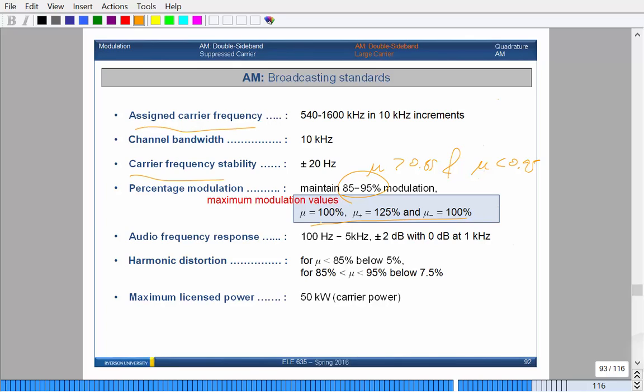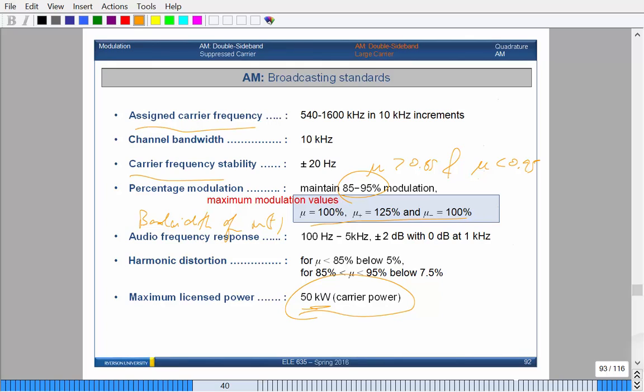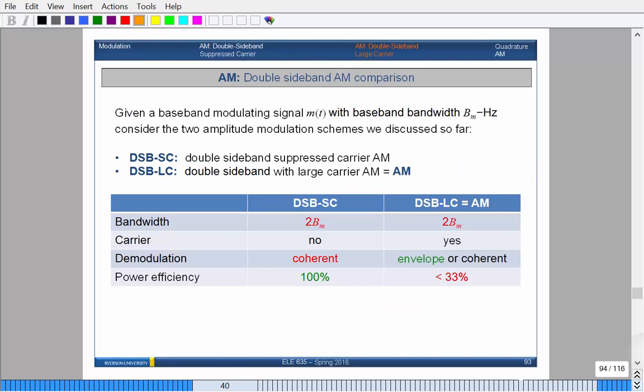The frequency response is the actual message signal you want to carry, which should be contained between 100 hertz and 5 kilohertz. This is the bandwidth of the message. Harmonic distortion and maximum license powers, I won't go through that, but this means that the carrier power should be at least 50 kilowatts. I won't talk about that until later, but I just want to give you some standards here. And this is my last slide.